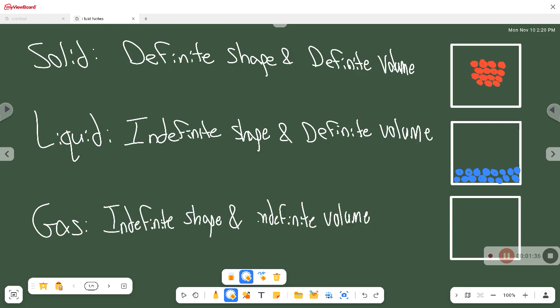Then we have gases. Gases are indefinite volume, indefinite shape. Okay, so here's all the gas particles in that square. They are spread out. They are taking up the entire space. So the volume of a gas can change, right? Depending on if I put it in a different container, right? If I take this gas and put it in a bigger square, it will take up that entire square again. So we say it doesn't have a definite shape or a definite volume because of that.